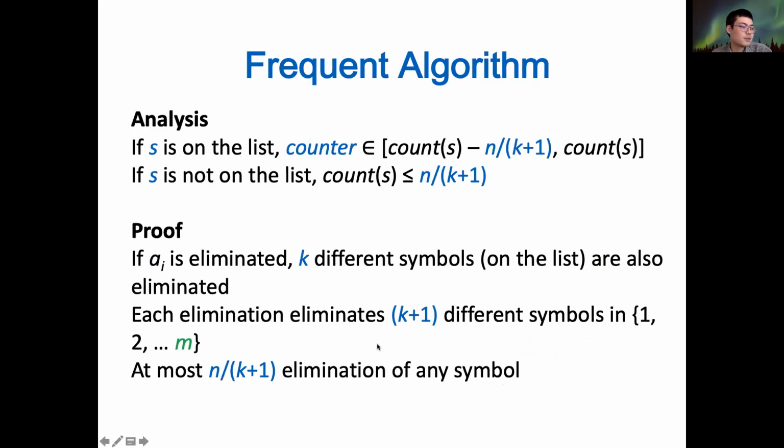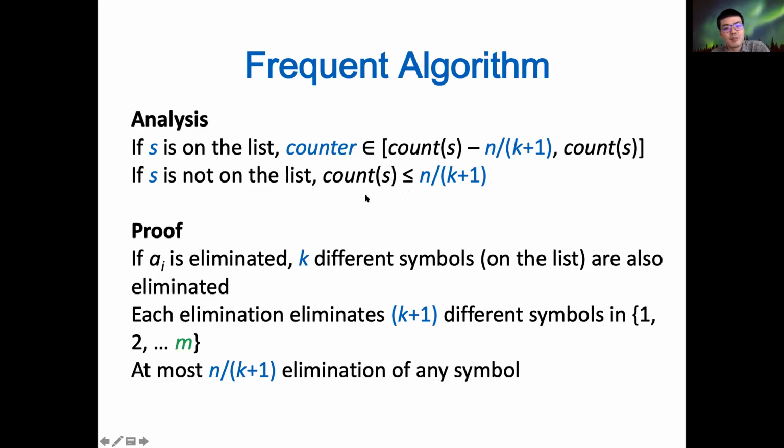So this basically proves this. If S is not on the list, then your count must be less than or equal to this, because if your count is larger than this, you will never be canceled. At most, you will be canceled by elements different from you for so many times. Let's say you will be canceled for 10 times, but you have counter 11. At least you have one count left, so you will stay on the list.